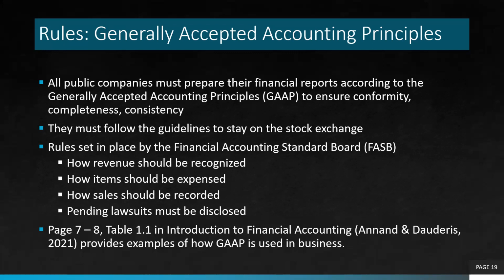And some of the topics that they cover are how revenue should be recognized, how items should be expensed, and how sales should be reported. If you have pending lawsuits, that must be disclosed on your financial statements. And there are many other rules and principles that are used by GAAP. If you look into the Introduction to Financial Accounting textbook, pages 7 through 8 provide a pretty comprehensive table of the major rules under GAAP.